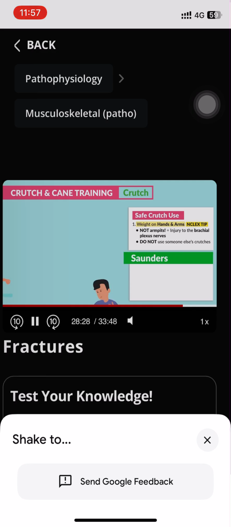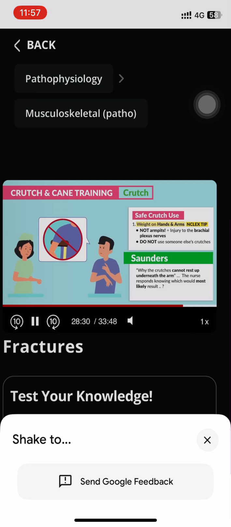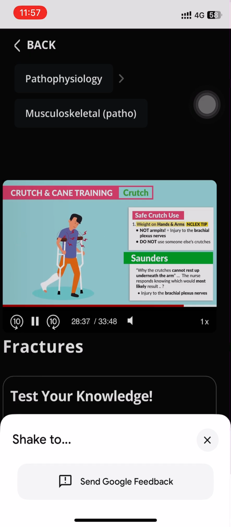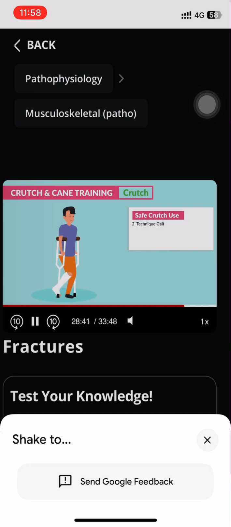So Saunders mentions, a client asks why the crutches cannot rest under the armpit. The nurse responds knowing which would be the most likely result. Injury to the brachial plexus nerves. Now, number 2 is gait training.